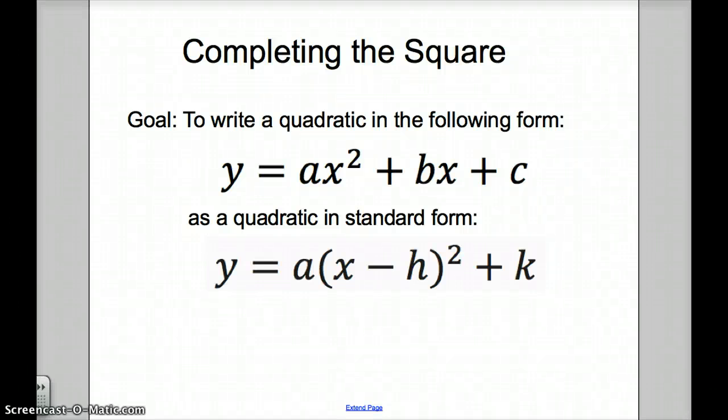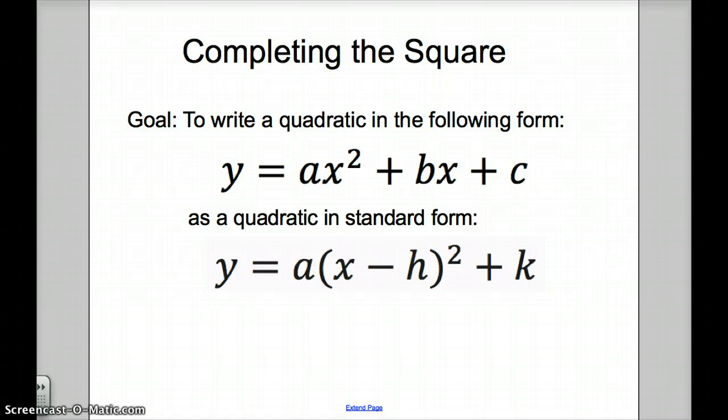This video is a review of how to complete the square. Understanding what it means, first of all. Completing the square, the whole goal here is to write a quadratic in the following form: y equals ax squared plus bx plus c. And we want to convert it into a quadratic that looks like the bottom standard form, which is a times the quantity x minus h squared plus k.